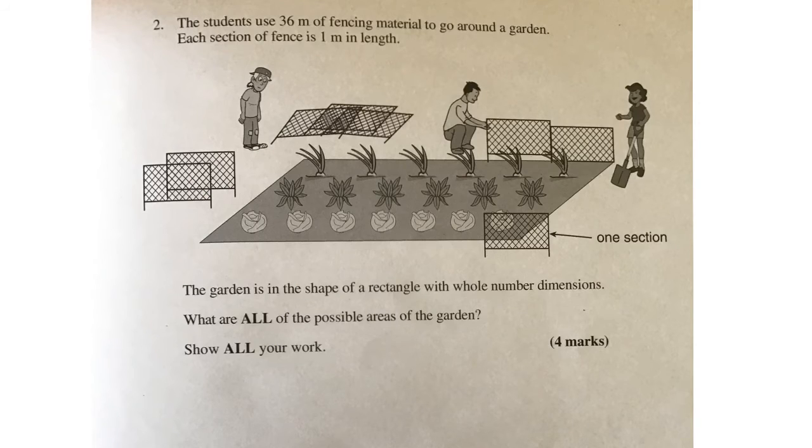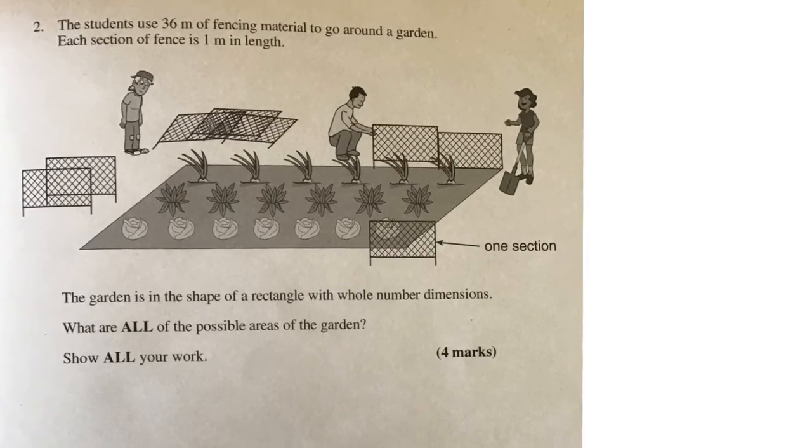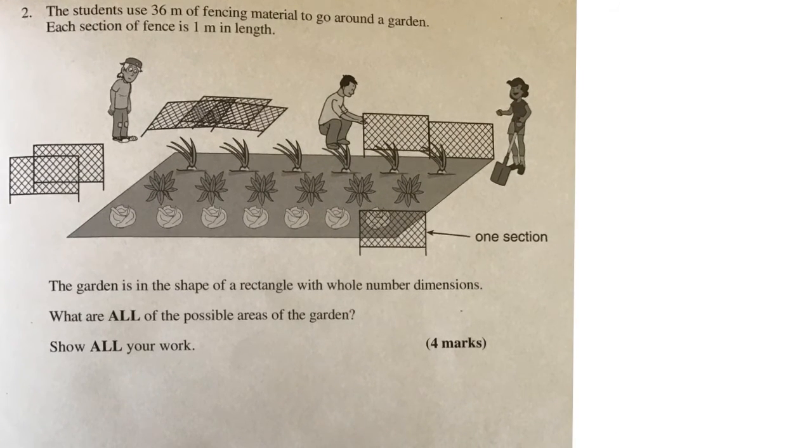Okay. The students use 36 meters of fencing material to go around a garden, and each section of the fence is about 1 meter in length. The garden is in the shape of a rectangle with whole number dimensions. What are all the possible areas of the garden?